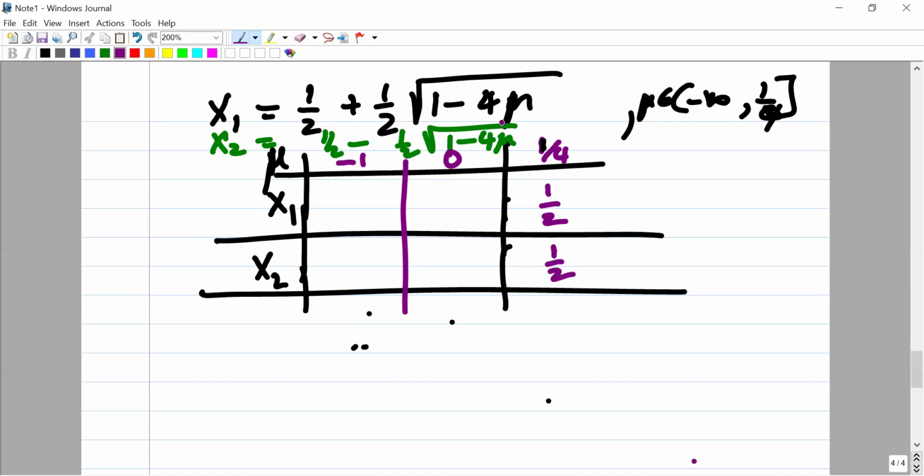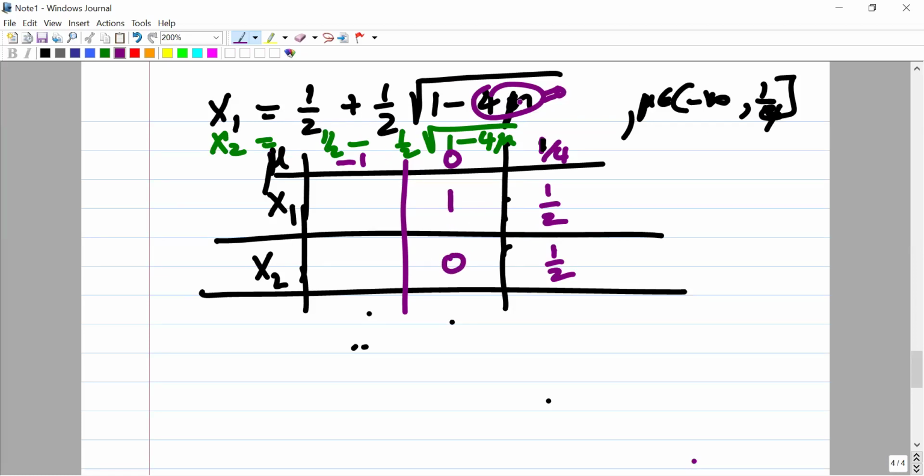But if mu is 0, for x1 it will be half plus half, because if this is 0, this whole thing goes to 0, so it will be square root of 1. So half plus half is 1, and for x2, half minus half, this is 0.